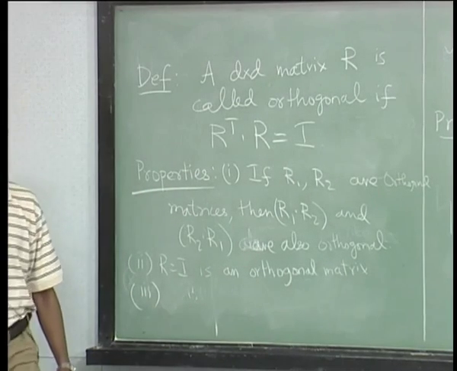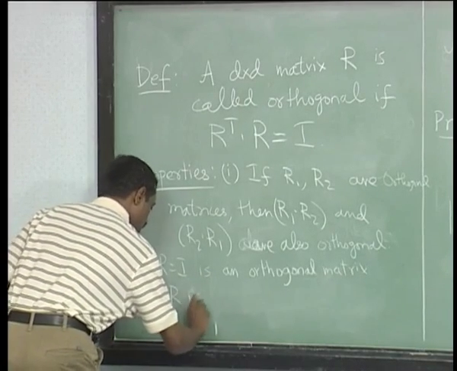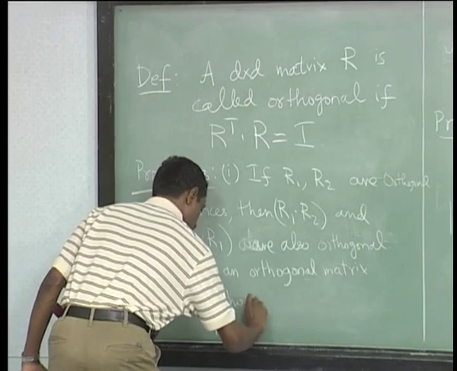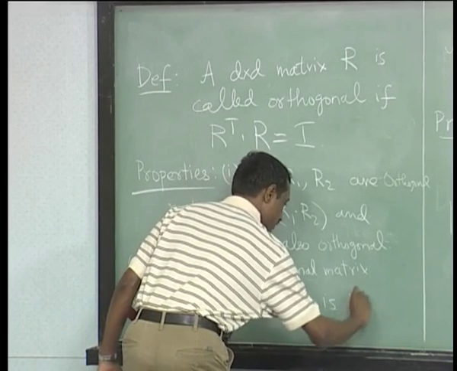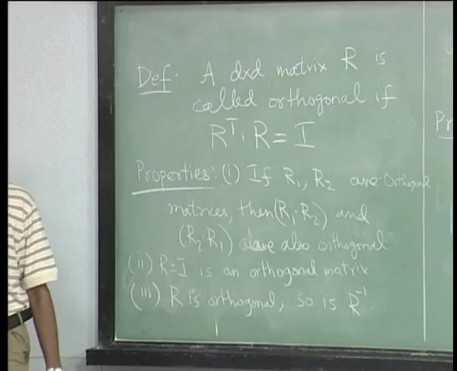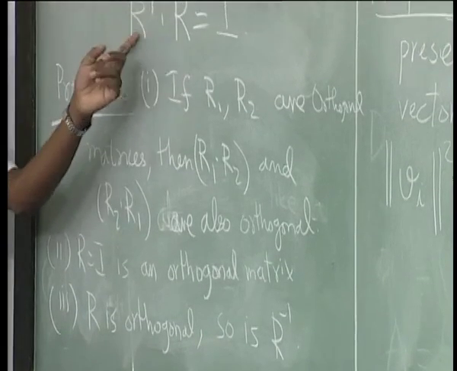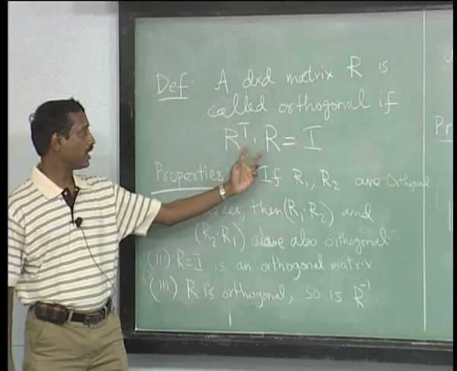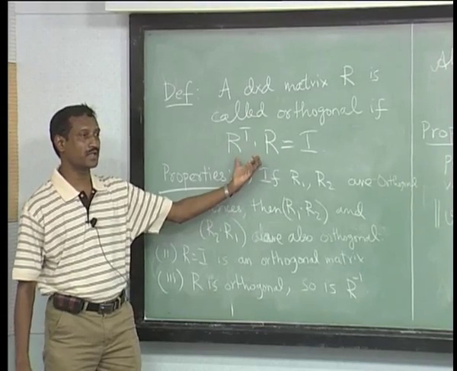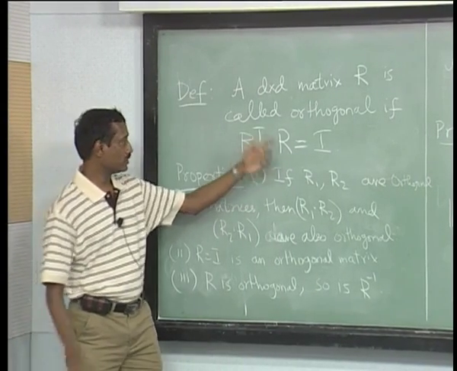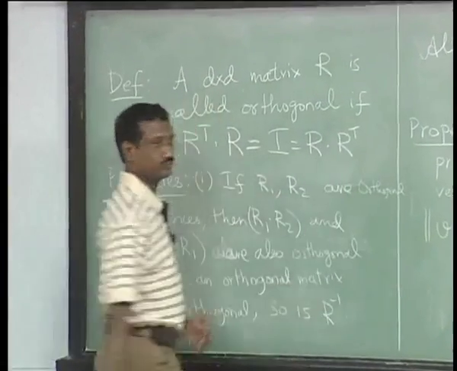The third property is that if R is orthogonal, so is R inverse. That is not hard to see. If R transpose R equal to 1, it implies that R inverse is R transpose, and for finite matrices the left and right inverses are the same. So, this also implies R R transpose equals 1 as well.